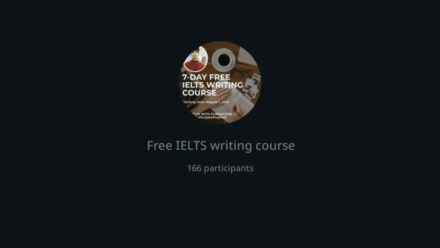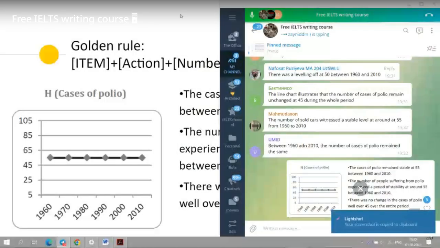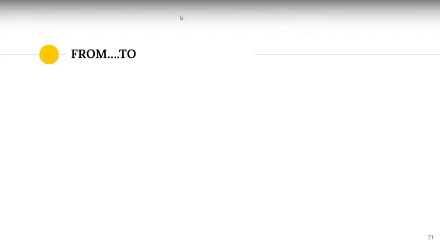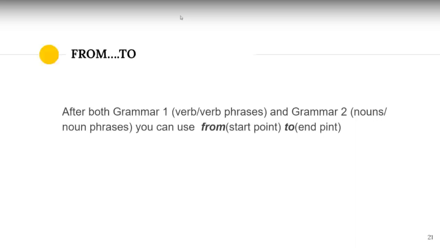So now we'll look at some prepositions, like which prepositions we should use and when to use them. First off, we'll talk about from and to. So when do you use them? You use them after verb phrases. From is used for the starting point, to is used for the end point. So you just say the profit rose from 44% to 65%.